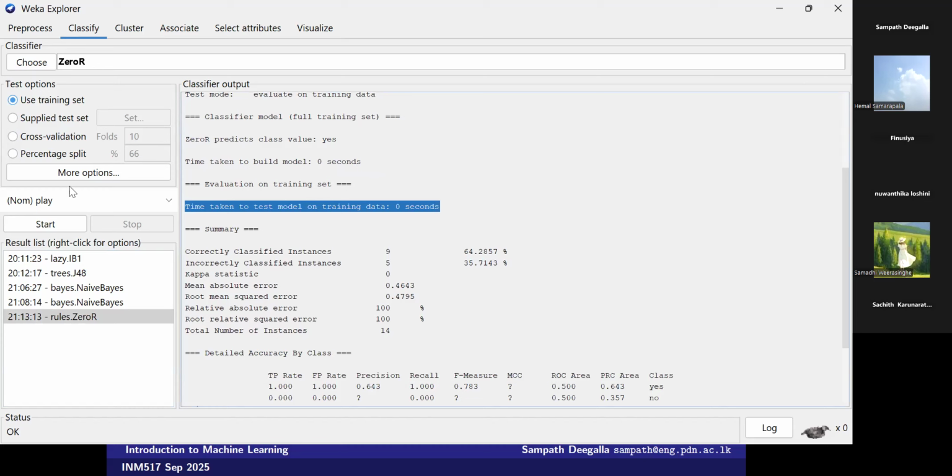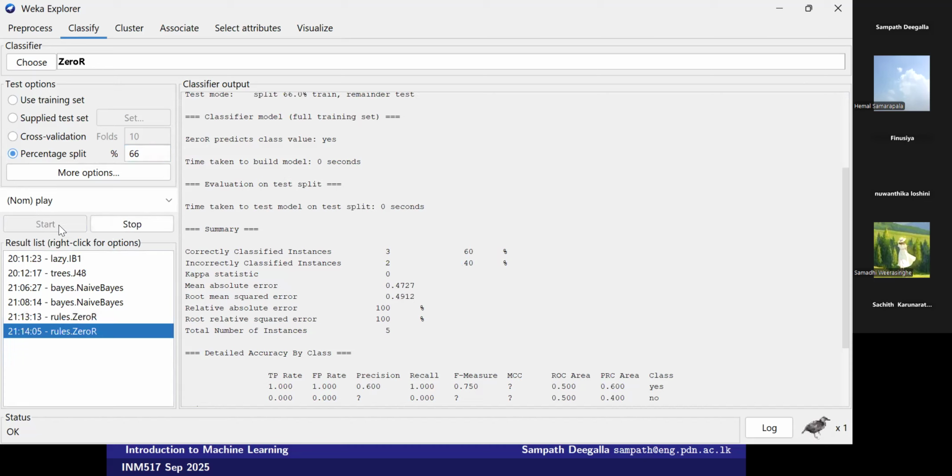The second one is we can split the data set as training and testing. So what it means, you divide the data set 2/3 for training, 1/3 for testing. 66% means ideally you are taking 2/3. You divide the data set into 3 parts. 2 parts you take as training and 1 part for testing. So you build the model using 2 parts and then you test using 1 part.